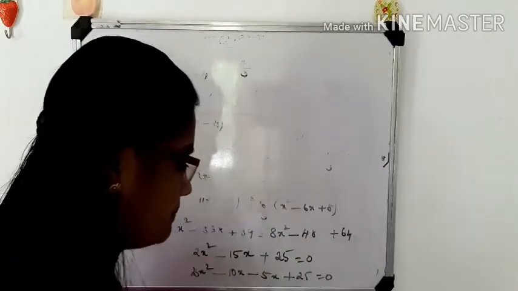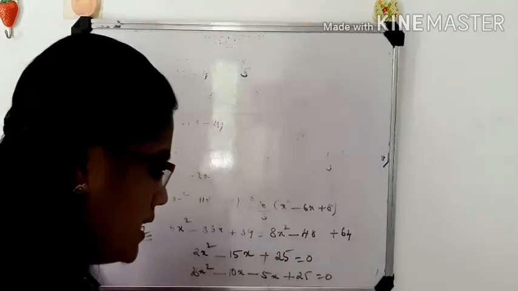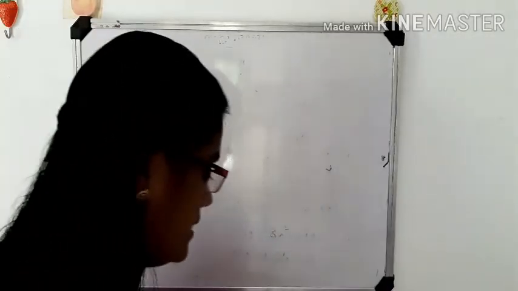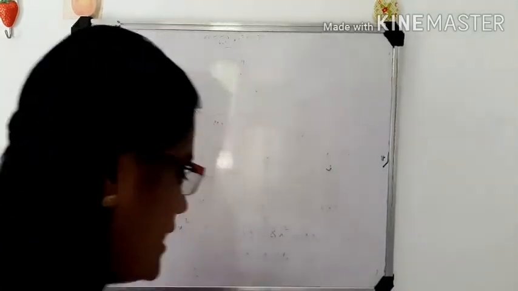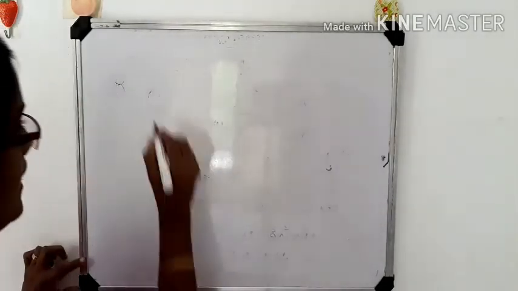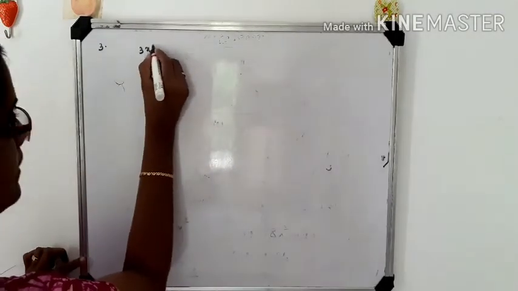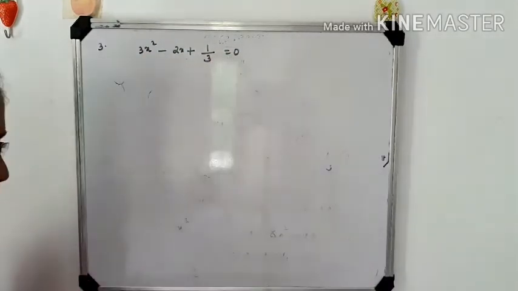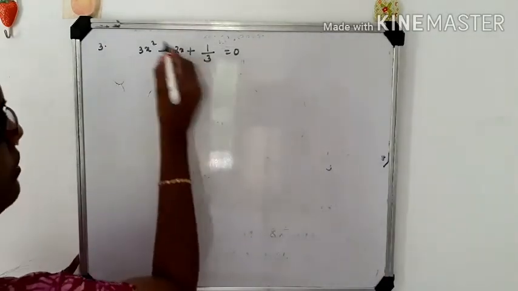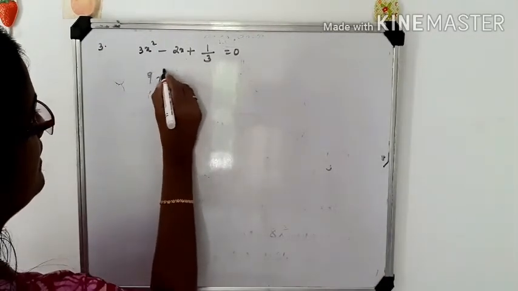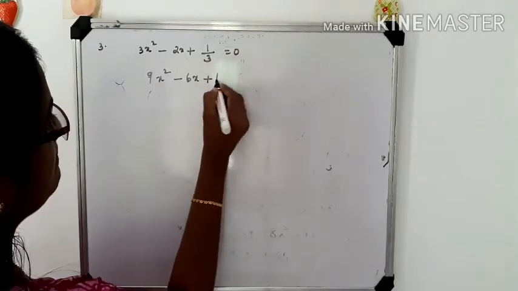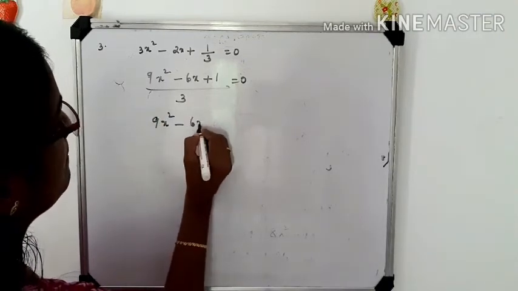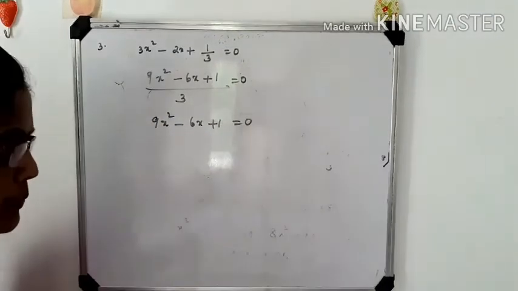Now question number 3. Find the nature of roots and hence find them if they are real: 3x² − 2x + 1/3 = 0. First, find the nature of roots. So take 3 LCM, then it will be (9x² − 6x + 1)/3 = 0, which will be 9x² − 6x + 1 = 0.